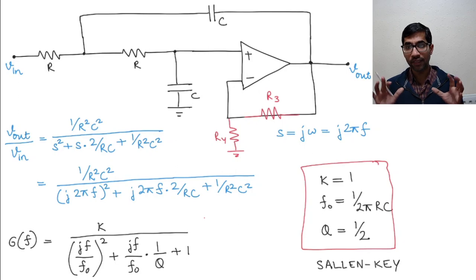Now, the derivation of the output of the general filter is given in the notes, and I have just put the file below on Moodle, and you can take a look at that.